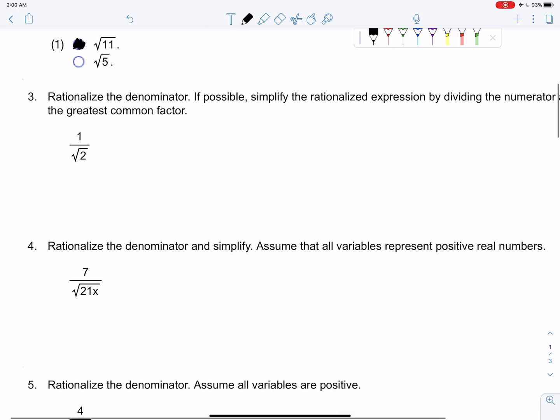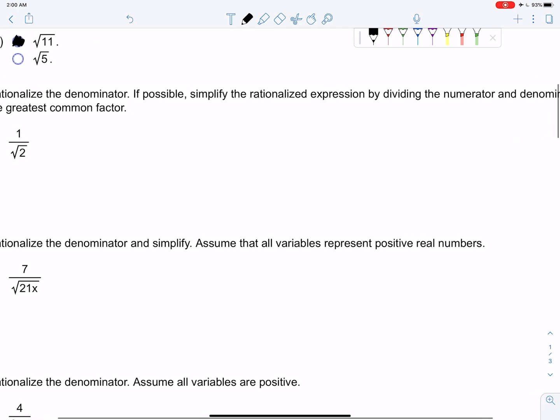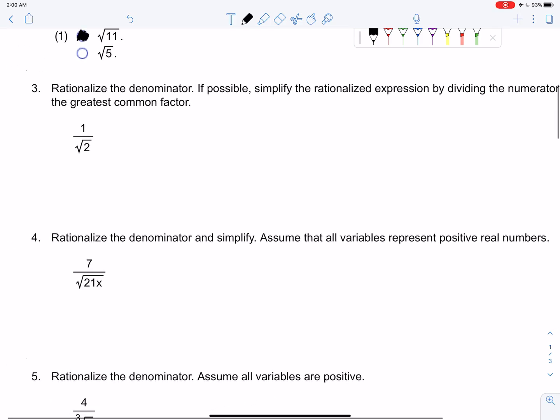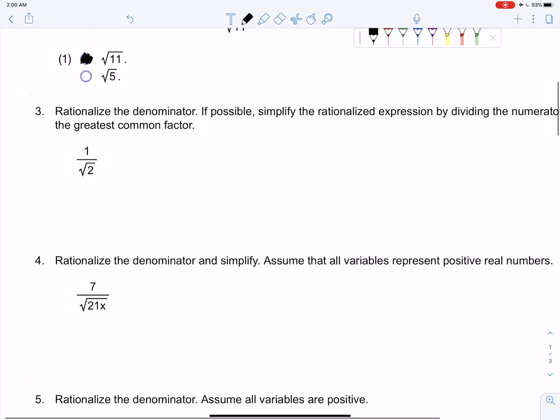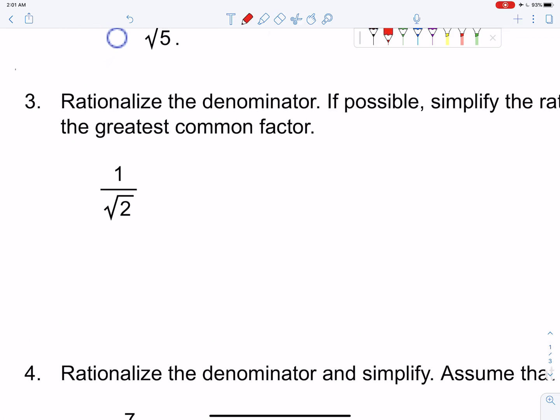Now let's actually do this. Rationalize the denominator if possible. Simplify the rational expression by dividing the numerator and denominator by the greatest common factor. Okay, here's how I think about it. Once again, it's always important to realize that this is a square root. And if it is a square root, I know I'm going to need two factors of 2. I only have one. But if I had two, right?